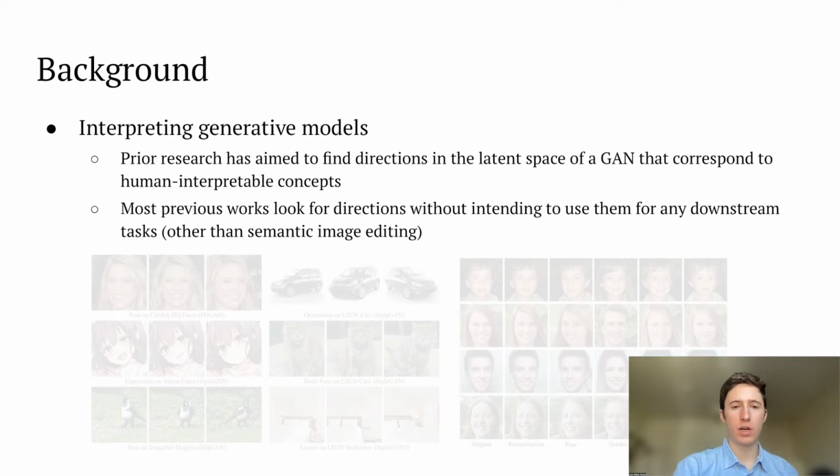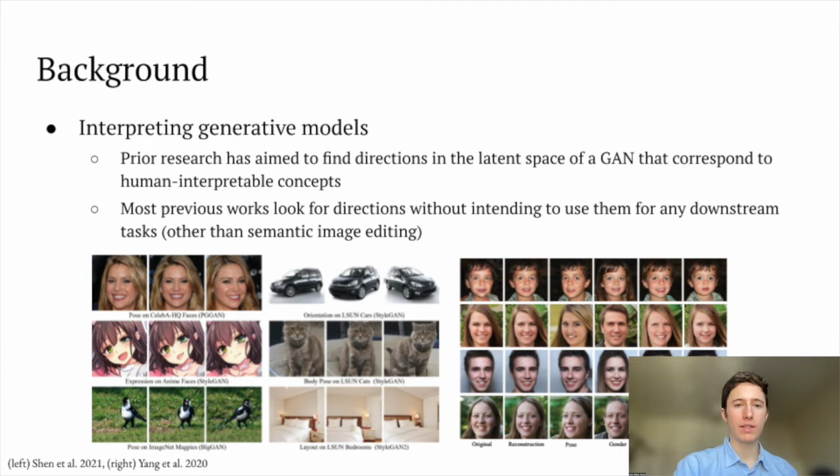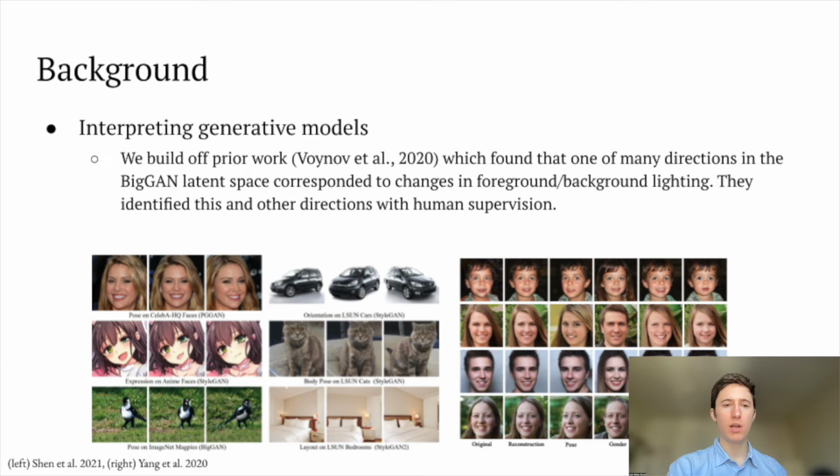Our method builds off of work from the field of generative model interpretation, which has seen rapid progress over the past 2 years. Prior work in this area has found that the latent spaces of GANs contain human interpretable directions, and there have been numerous methods proposed for extracting these directions without supervision. However, most prior work tries to identify these directions without the intention of using them for downstream tasks, apart from image editing. One exception, which we're building off in this work, found that one of the many directions in the BigGAN latent space corresponds to changes in foreground and background lighting.